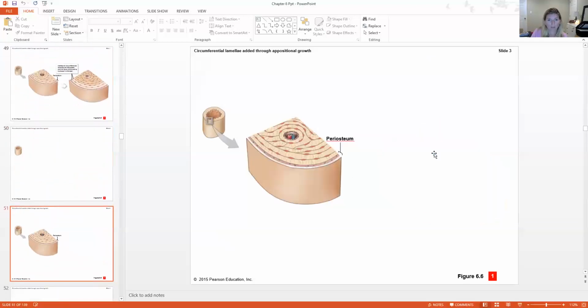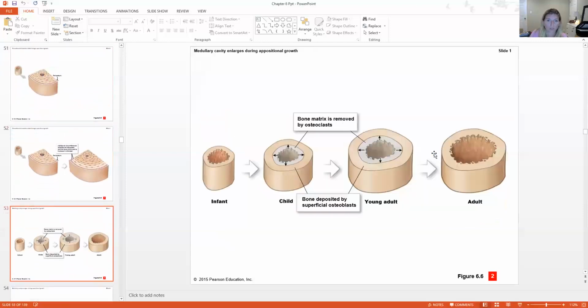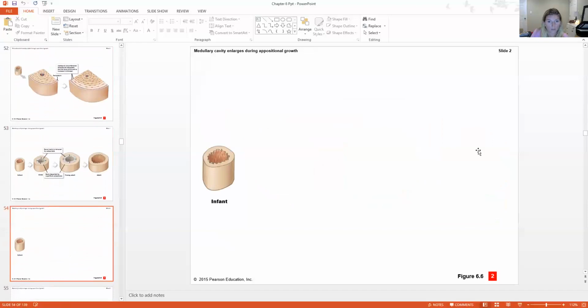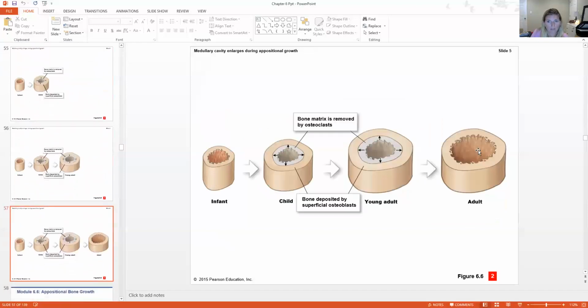So it just gets bigger here. You see the overall result. And again, the osteoclasts on the inside are hollowing out that inner cavity to make room for the red and yellow bone marrow. In an infant, same thing happening.